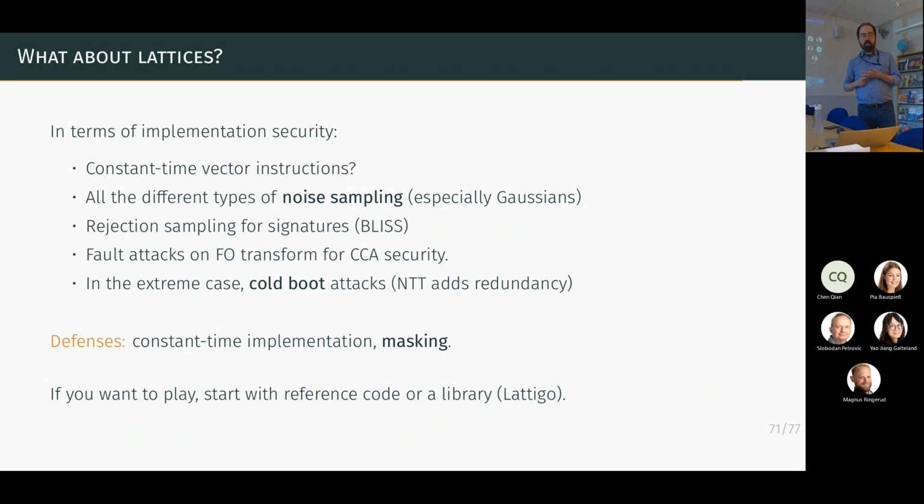If you want to play with implementations of lattice-based crypto, there is plenty of reference code from the candidates themselves that was submitted as part of the NIST process. There is also a very nice library called Lattigo in Go that you can pick up quite fast, and it has multiple schemes and homomorphic encryption implemented. It's quite pleasant to use. And I think that's all I had.